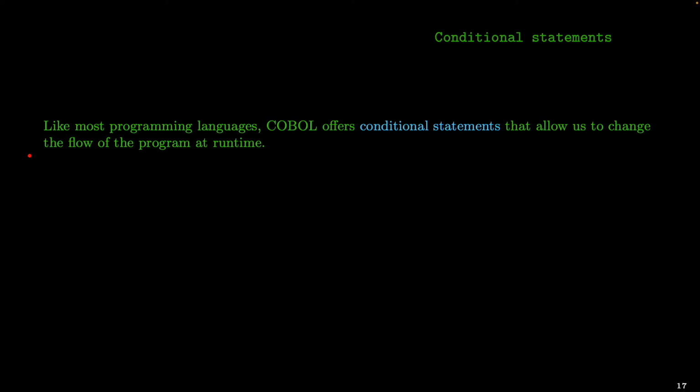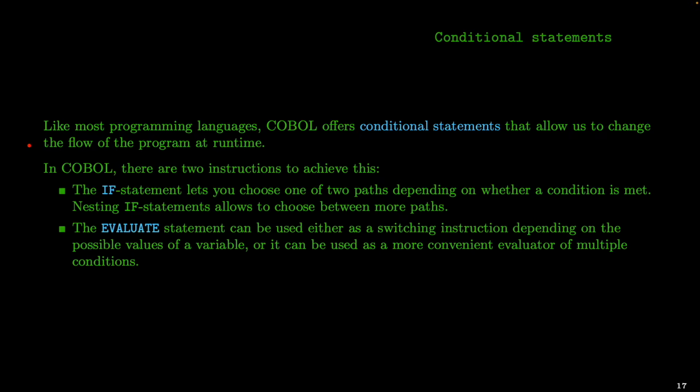Next, we're going to look at conditions and conditional code branches in COBOL. So like most programming languages, COBOL allows us to evaluate conditional statements and change the flow of our program accordingly. There are 2 instructions to achieve this in COBOL. The first one is the if statement, which is quite familiar from other programming languages. And this one just lets you choose one out of two paths depending on whether a certain condition is met.